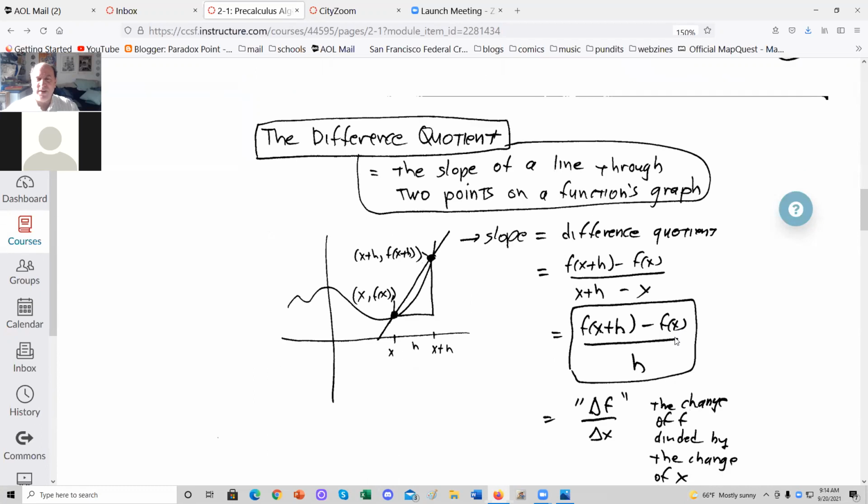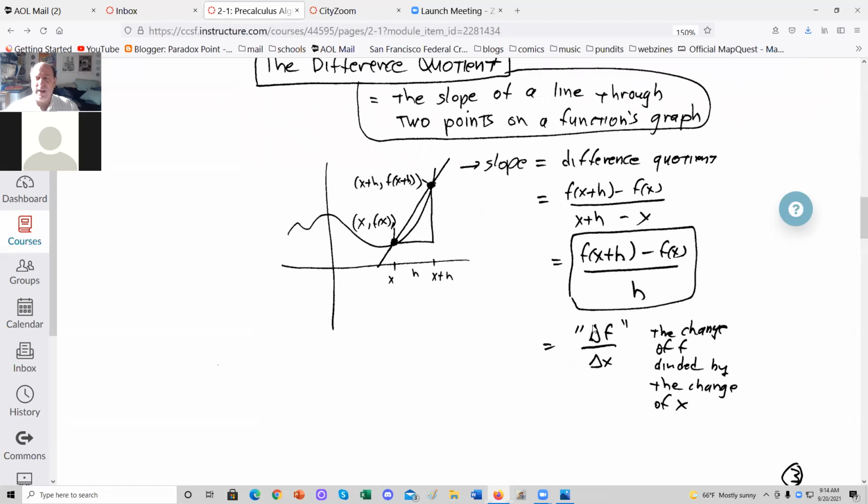There's something they call the difference quotient. Given a point here on the graph, x by f of x, move over h, goes up to here, x plus h by f of x plus h. The difference quotient is the slope of this line. It's the change in f divided by the change in x. Change of f is f of x plus h minus f of x. Change of x is h. So it's f of x plus h minus f of x, over h.